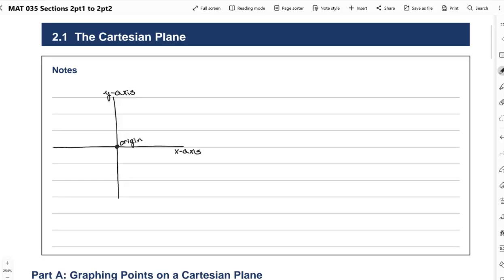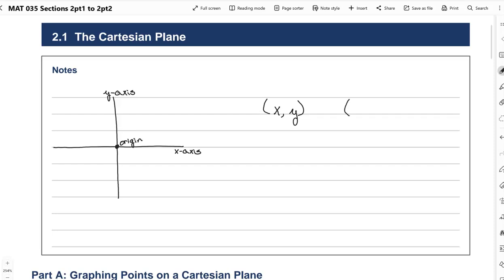So when we talk about graphing a set of points, we're going to talk about an ordered pair. It's going to have an x-coordinate and it's going to have a y-coordinate. The x-coordinate will move left or right, and the y-coordinate is going to move up or down. And that's going to tell us where we're going to plot a point. So the sign tells us which way to move.